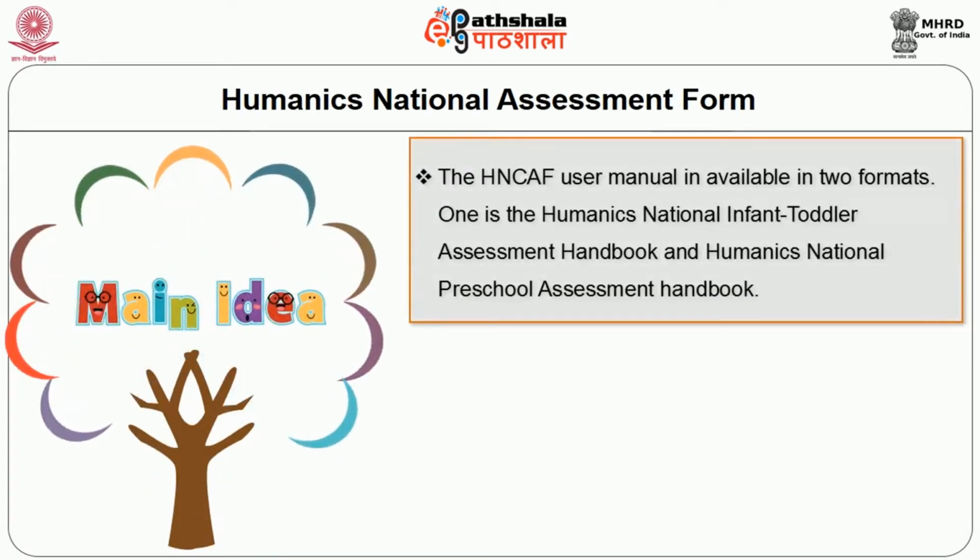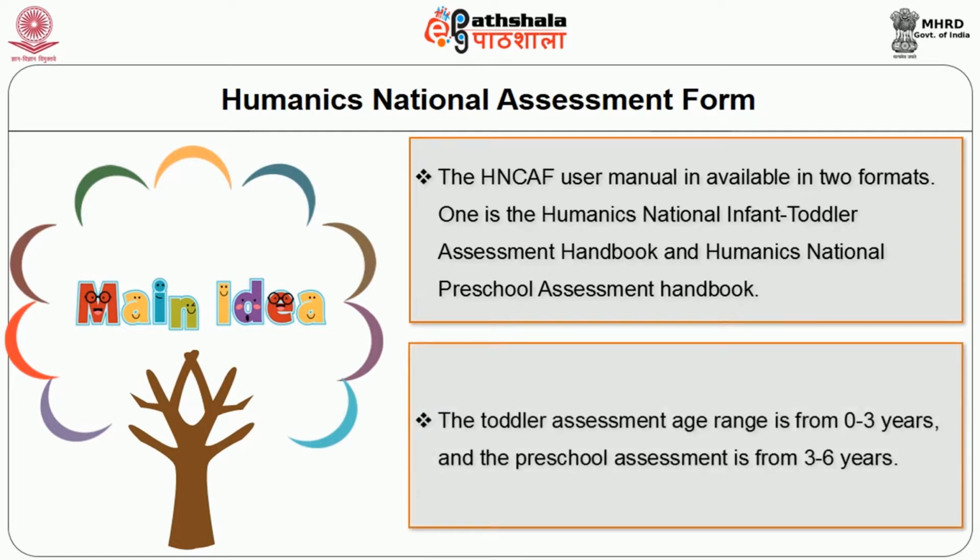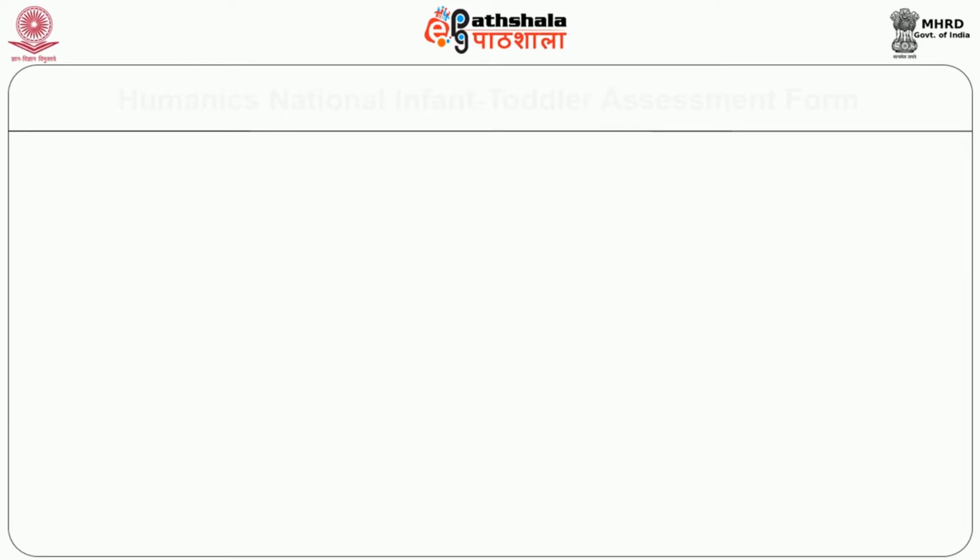The HNCAF user manual is available in two formats. One is the Humanics National Infant-Toddler Assessment Handbook and the other is the Humanics National Preschool Assessment Handbook. The toddler assessment age range is from 0 to 3 years and the preschool assessment age range is from 3 to 6 years. Let's now look in detail at both these assessment forms.